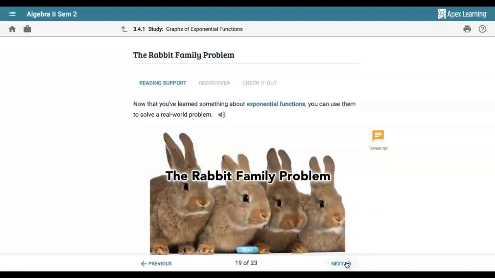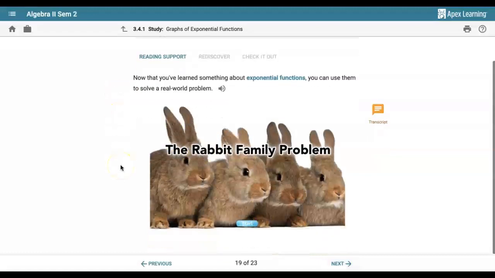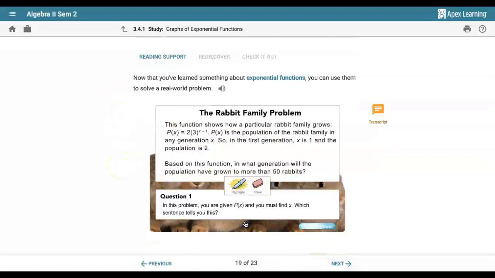All right, now that we understand this a little better, we can look at this rabbit family problem. If we look at a real world example of exponential functions, it shows that this particular rabbit family grows at this rate, where P(x) is the population of the rabbit family in any generation x. So the first generation, x is equal to 1, and the population is 2, because 1 minus 1 gives us 0, 3 raised to the 0 power gives us 1, and 1 times 2 gives us 2.